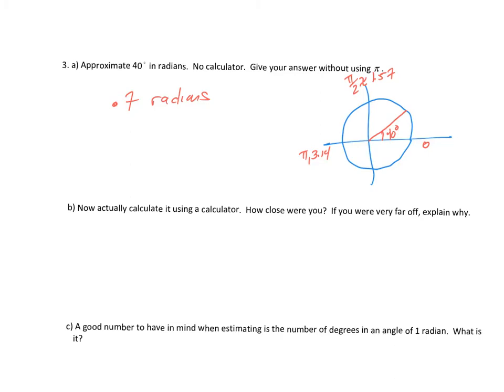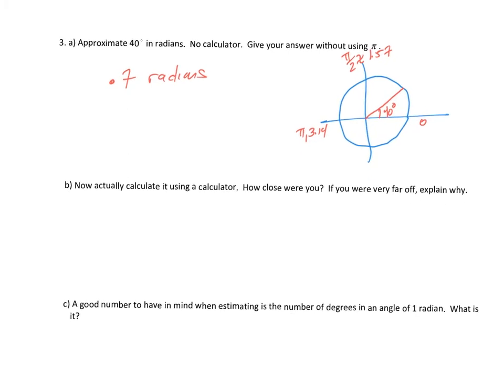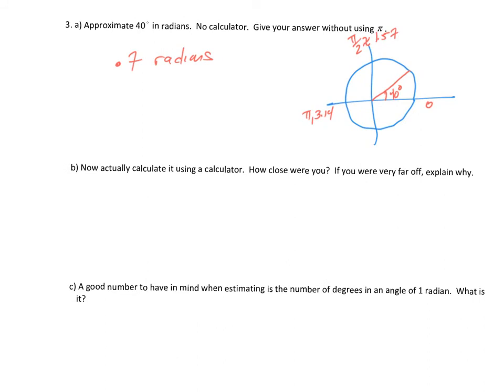Okay, if we actually want to calculate this using a calculator, we can use a conversion factor. Okay, and the conversion that we're going to do is going to be like we learned in chemistry. So if I have 40 degrees and I want to convert to radians, I'm going to use a conversion factor that there are 180 degrees per pi radians. And I'm going to put the degrees in the denominator because I want the degrees to cancel out.